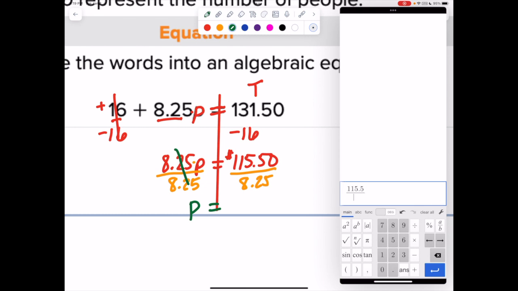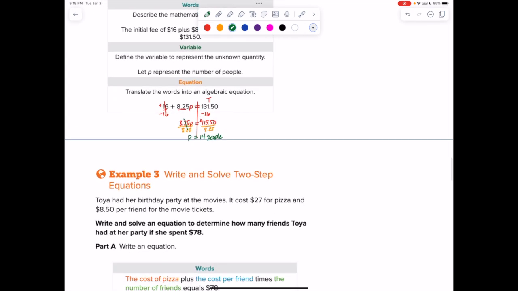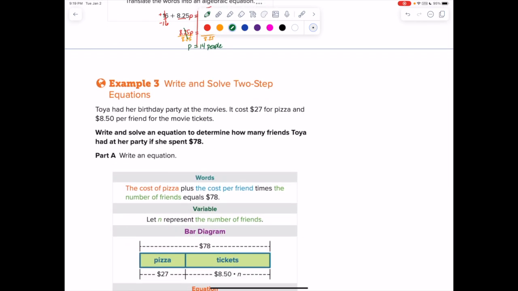115.5 divided by 8.25, and there we go. 14 people. Okay, so that's your process as an algebraic equation. Let's go ahead and try this again.